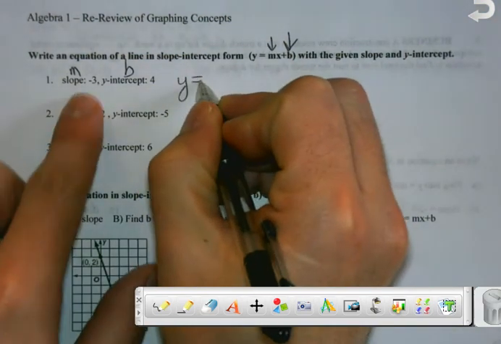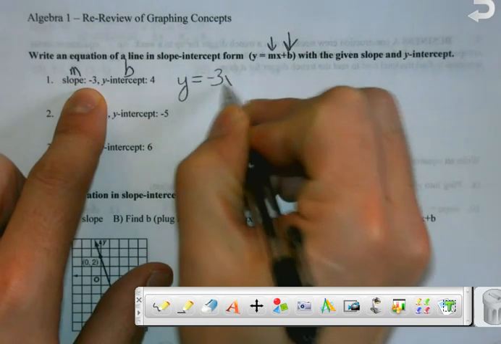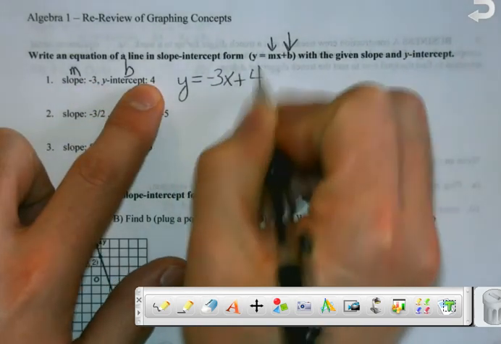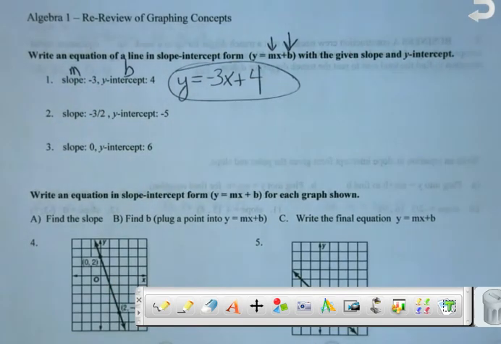y equals mx plus b. Done. Whenever you see the term slope-intercept form, it's always that y equals mx plus b equation that we're just plugging in there. So no worries. And that's all you do for the last two on here.